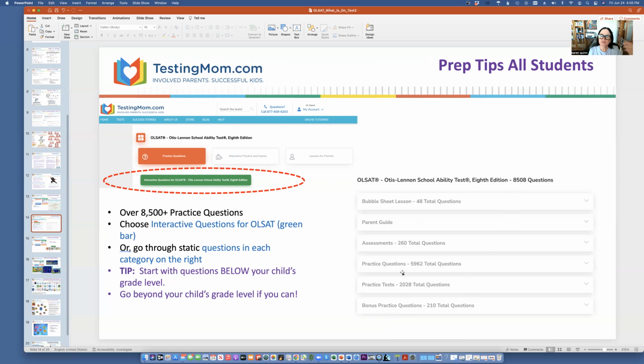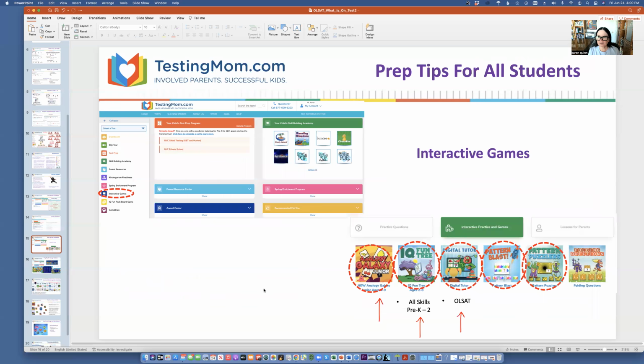Start with easier questions, and let your child build up their skills that way. The other thing that's very helpful, especially for younger kids, is we have a lot of interactive games. So you can use our analogy game, our IQ Fun Tree game, and digital tutor. These are all interactive questions. Pattern Blast and Pattern Puzzlers are very helpful for working on nonverbal figural questions. All of these are fun to do, and they build the skills for this particular test.